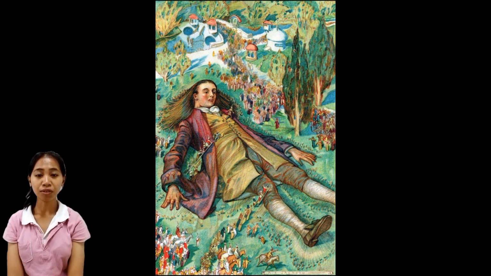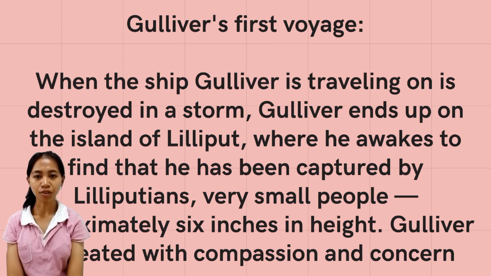Hello, today we will be reading a story entitled Gulliver's Travels. When the ship Gulliver is traveling on is destroyed in a storm, Gulliver ends up on the island of Lilliput, where he awakes to find that he has been captured by Lilliputians, a very small people approximately 6 inches in height. Gulliver is treated with compassion and concern.